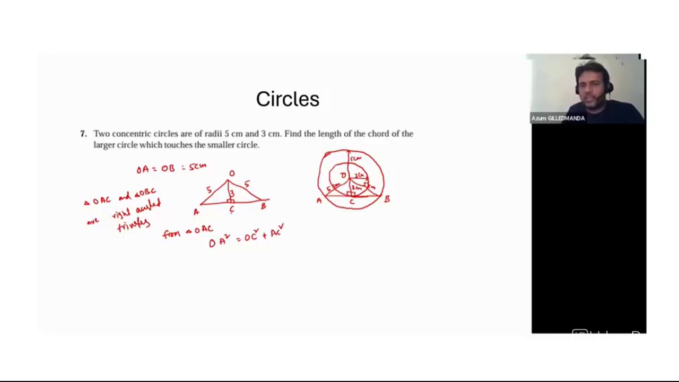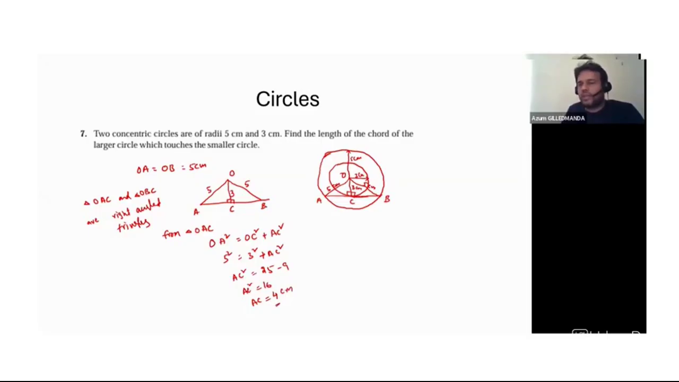Can I say that? AC, I don't know. I'll find that. Then what is OA? OA is 5. So 5 square equal to OC is 3. So 3 square plus AC square. Then AC square becomes 25 minus 9, which is 16. So AC square is 16. Then I can say AC is 4. Right? AC is 4 centimeters.